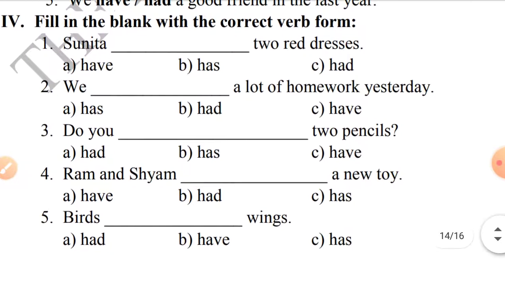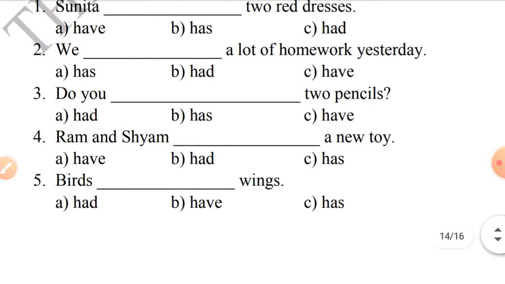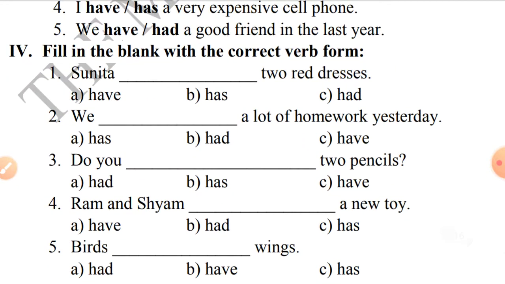We dash a lot of homework yesterday. So yesterday, okay: has, had, have. Do you dash two pencils? Had, has, have. Ram and Shyam dash a new toy. Have, had, has. Birds dash wings. Had, have, has. Okay, so first concentrate on the subject, then the tense, then whether it is singular or plural. Now you can choose your answers. Try to attend all the answers.